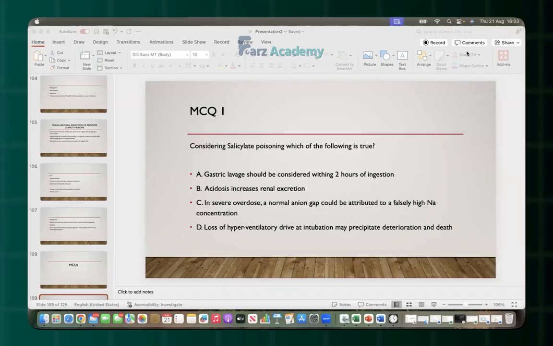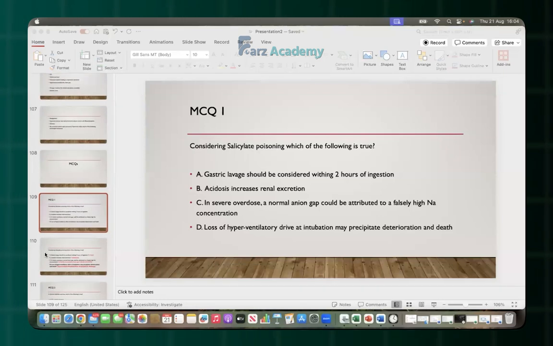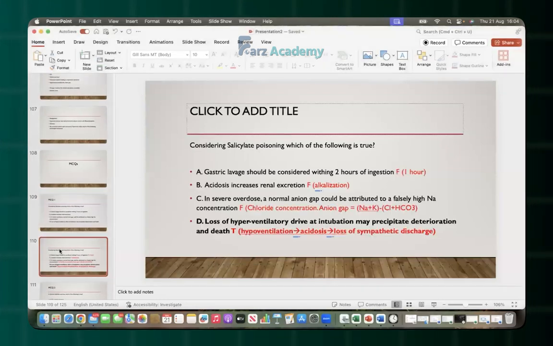So, you think D is the correct answer? Yeah, that is right. So, the true answer is D. So, well done. Gastric lavage is within 2 hours of ingestion. That is false. Sorry, it is 1 hour. Acidosis increases renal excretion. Again, it's false. As we discussed, it's alkalinization.